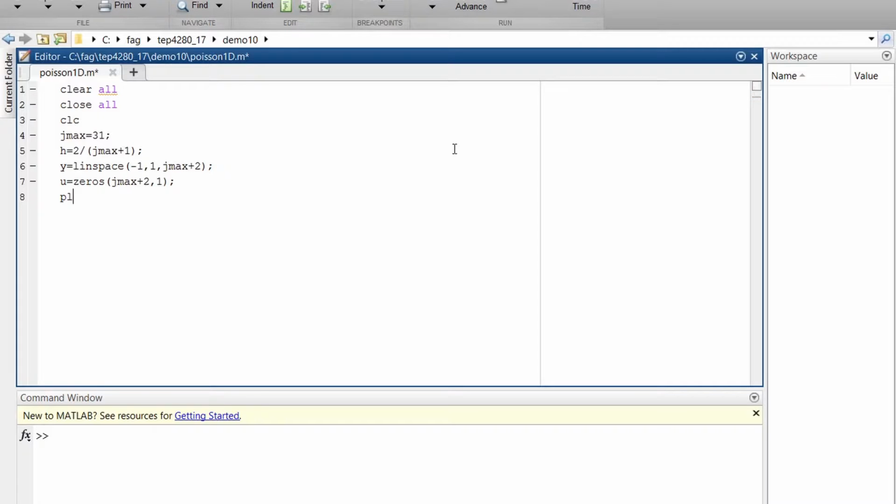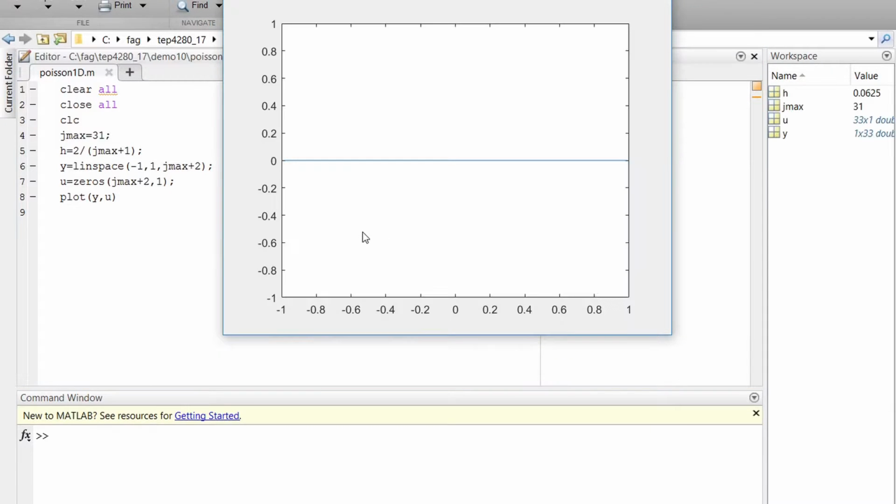So if we plot this one, it's going to be rather boring, but never mind. Y versus u. And let's see if it runs. Then we get a straight line. Of course we do.